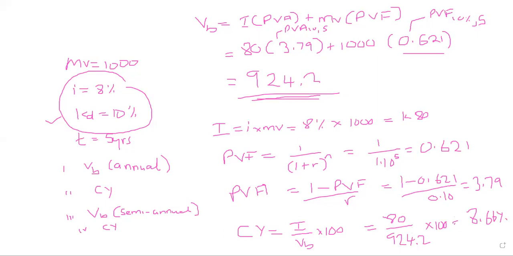8.66%. That is how we find our current yield. Now, somebody would want to ask, what is this current yield? What does it measure? Current yield is important because it represents an investor's annual income. Current yield is an investment's annual income.